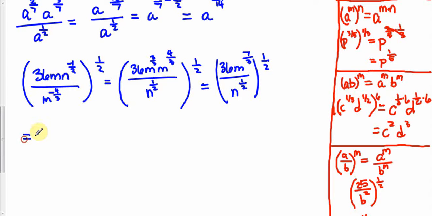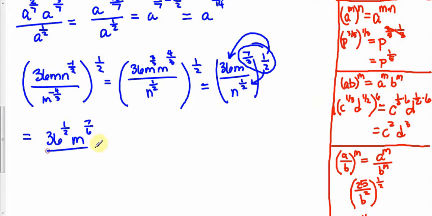So I'm going to come down here and apply the 1/2 power to everything. So this will be 36 to the 1/2 power, m to the 7/3 to the 1/2 is 7/6. How'd I get that? Power to a power, you multiply, right? So I'm applying the 1/2 power to everything. And then 1/2 times 1/2 for the n would be n to the 1/4.